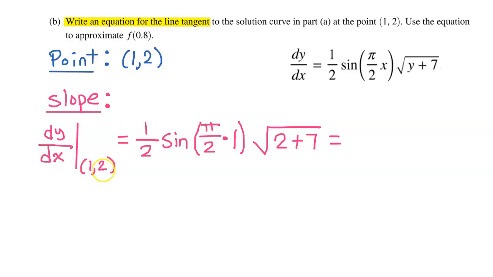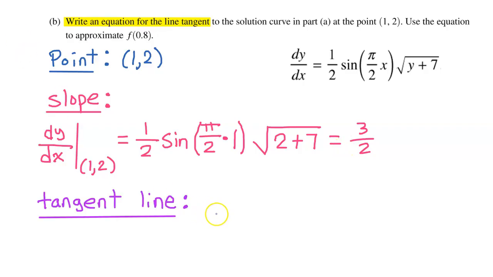Substituting 1 for x and 2 for y gives us this. The square root of 2 plus 7 is the square root of 9, which is 3. That 3 will end up in the numerator, so we will have a 3 over 2 in the front. But then we have the sine of pi over 2. That's 1. So really, we just have 3 over 2. So that's the slope.